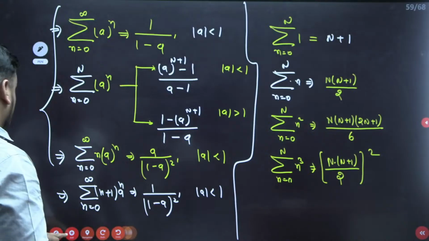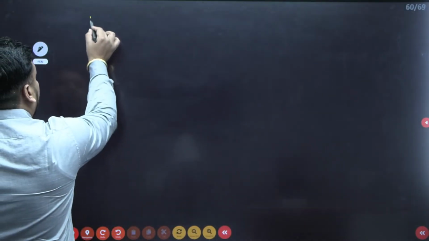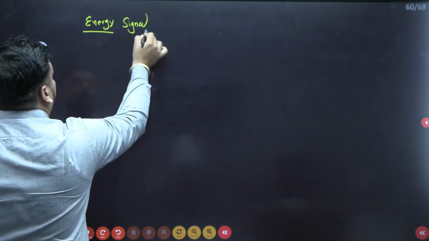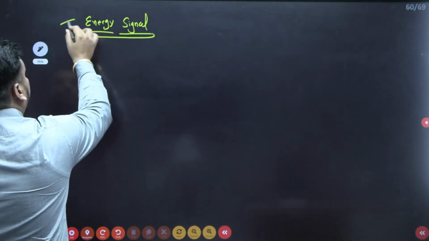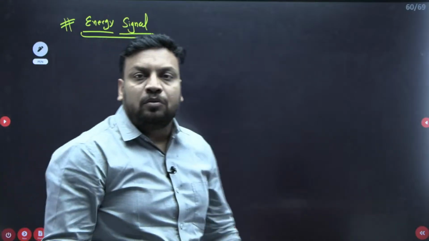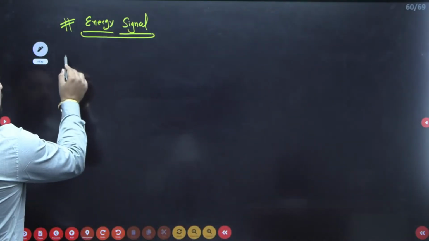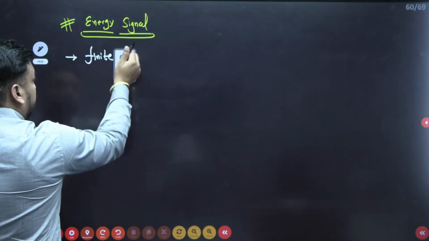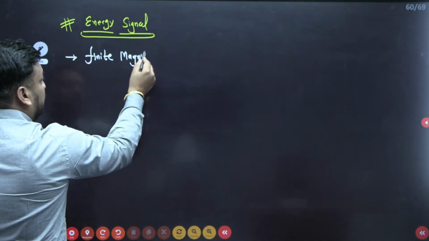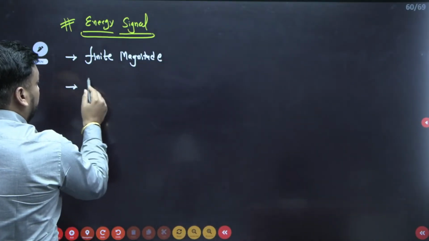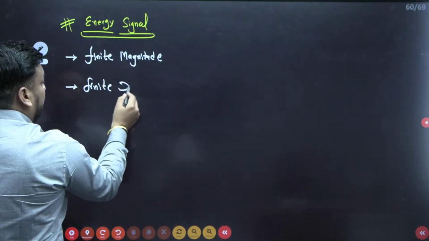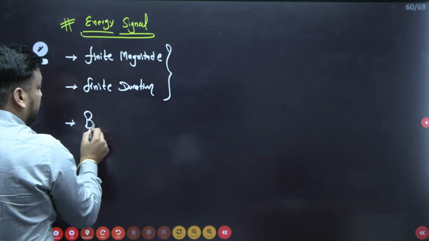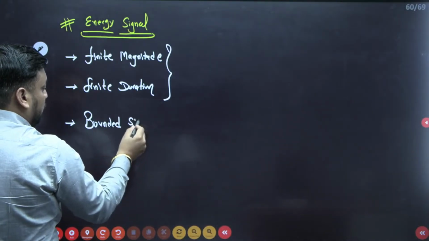So students, all the formulas we have completed. Now we are writing the energy calculation. Energy signal. We know that a signal is said to be an energy signal which has finite magnitude over a finite duration. So a signal which maintains finite amplitude or finite magnitude over a finite duration is called an energy signal. Energy signals are of course bounded signals, yes or no?